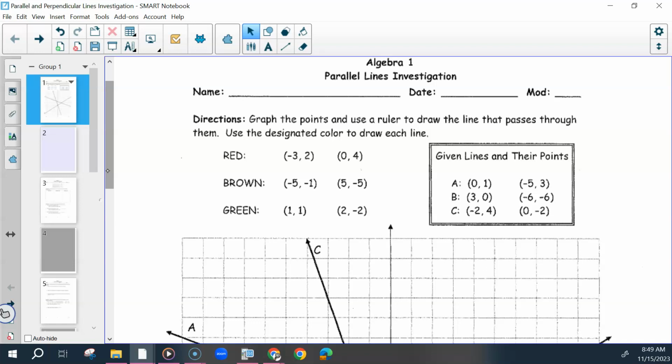Because there's only so many colored pencils unless you have your own, one person may want to do red while someone does brown while someone does green. Okay. Graph those points, find the slope, keep graphing the slope points so that you can fill up the graph with those points. I'll give you a few minutes to graph those and then we'll come back.